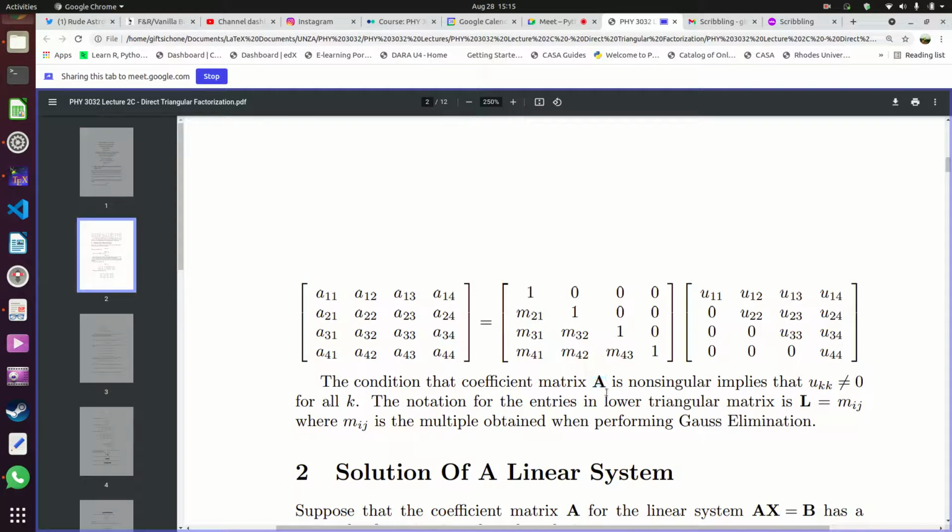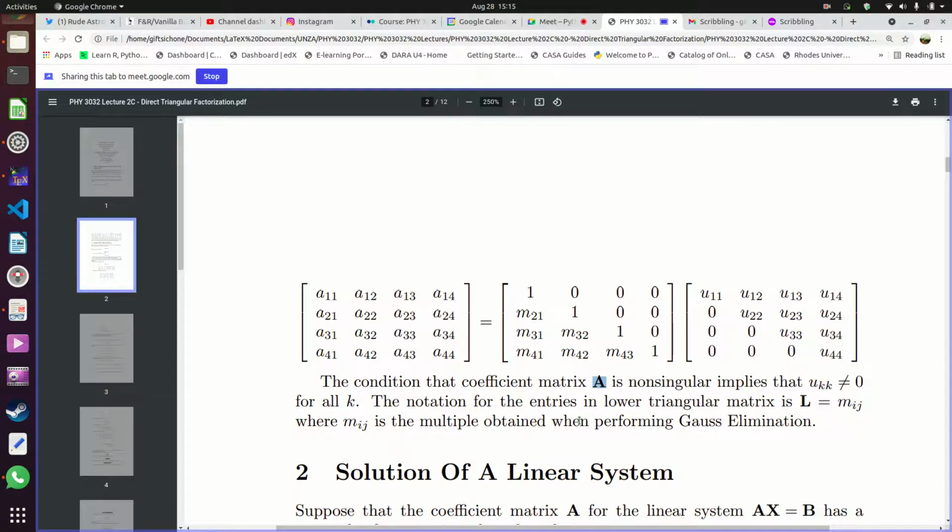You simply do the Gauss elimination on matrix A. You leave out matrix B. You just do the Gauss elimination on matrix A. Are we clear? Yes. So the Gauss elimination will go through the same steps, but this is going to be only done on matrix A.